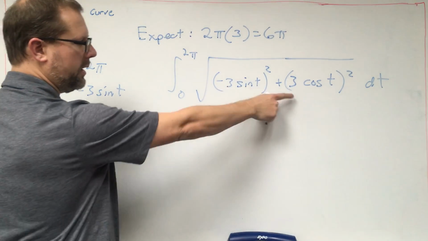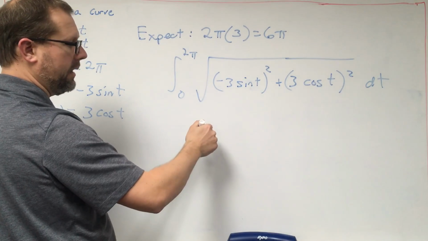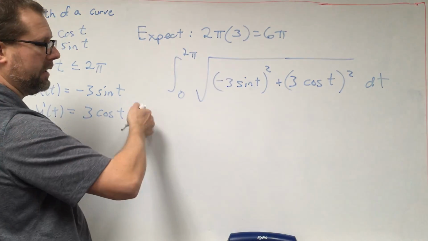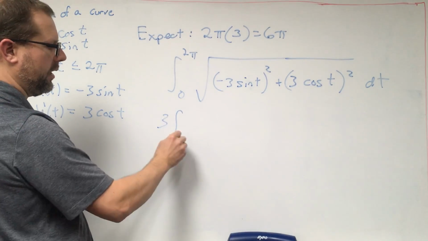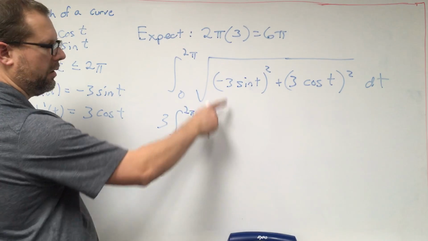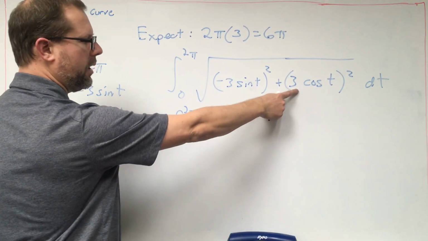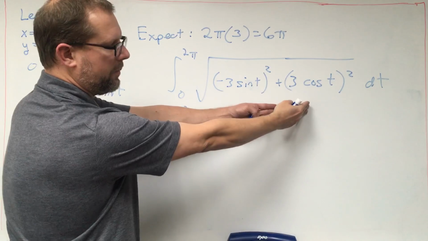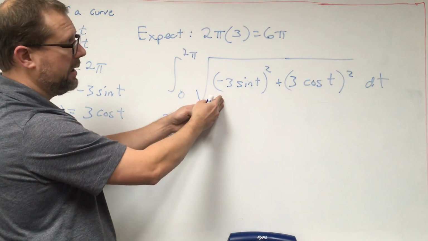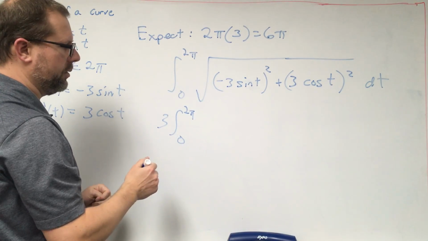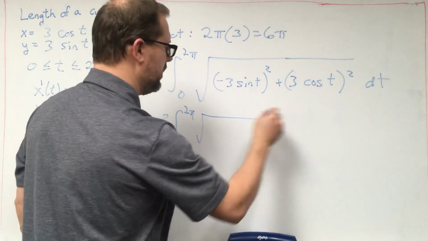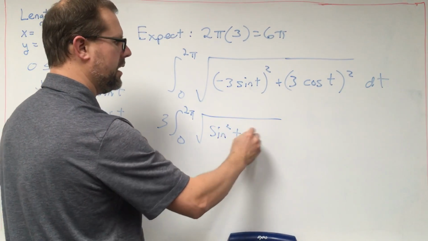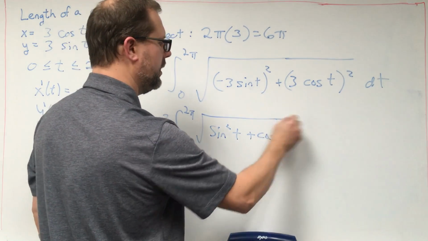Now let's do a little bit of simplification here. So when we square these, we're going to get 9, and then we can actually factor out a 3 from the entire expression. So let's do that. That actually makes it the easiest. So here I have a 3 squared, there I have a 3 squared. I can factor a 3 squared from the entire expression in the root. That becomes a 3 outside of the root. And that leaves me sine squared t plus cosine squared t.